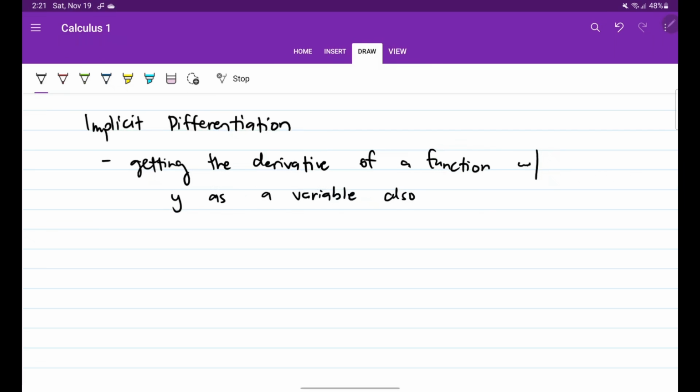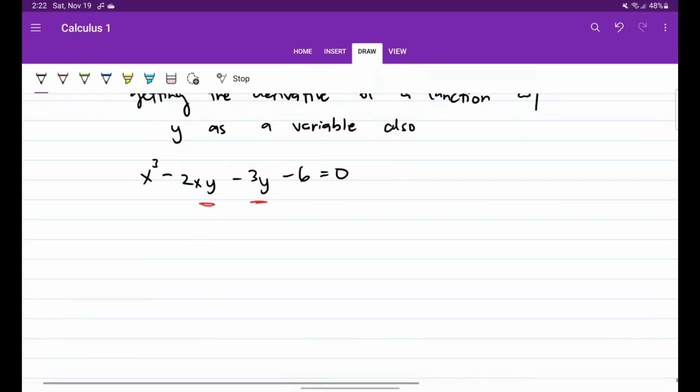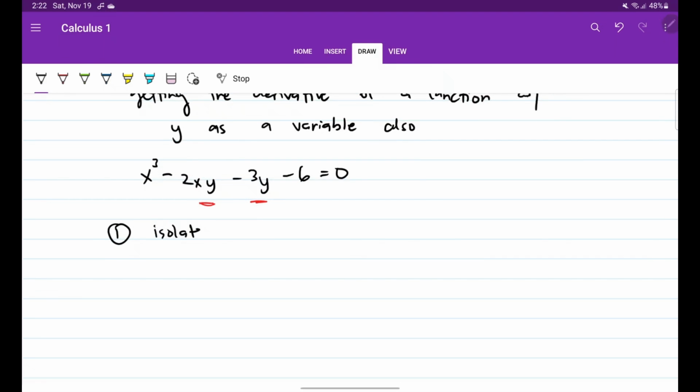So, meron tayong mga scenarios. For example, we have x cubed minus 2xy minus 3y minus 6 is equal to 0. No? And gusto natin kuhanin yung derivative. Pero, we also have y here as a variable nung ating equation. No? So, what can we do? How can we get the derivative of this function? No? So, first thing is we can just basically isolate y, no?